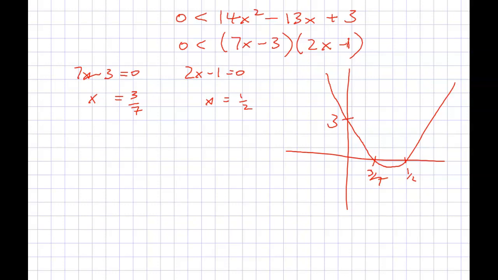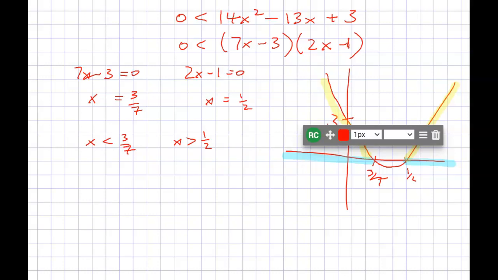The key idea I want to appreciate is when is my curve greater than 0. So again, similar to my last example, we're talking about this section here and this section here. So therefore, my solution to the question would be x has to be less than 3/7, or x is greater than a half. So in a sense it's all the values for x outside those boundaries.